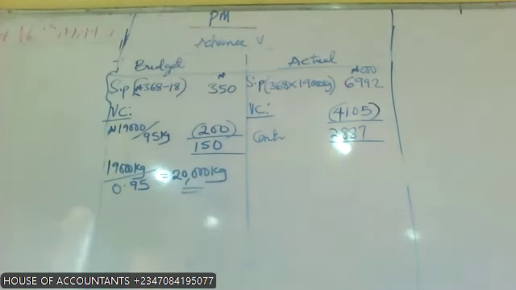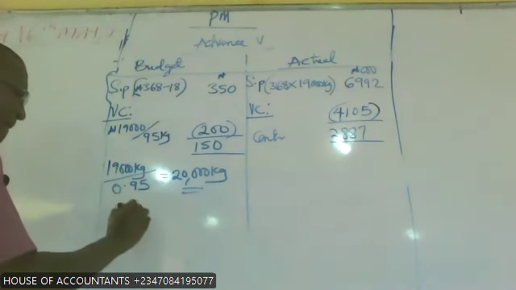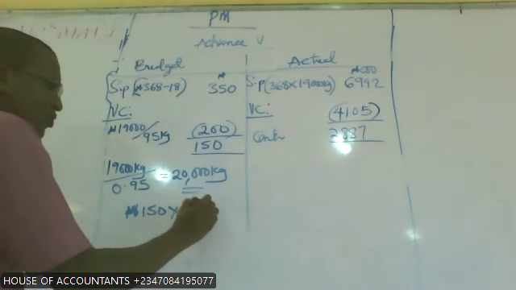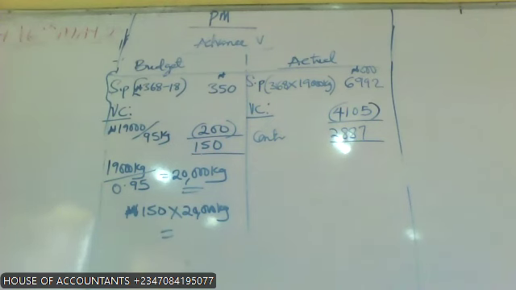They budgeted for 20,000 kg, but because of loss of 5 kg, they only have output of what? 19,000 kg. So now we will multiply the total contribution here: 150 multiplied by 20,000 kg. What will now be our total contribution?